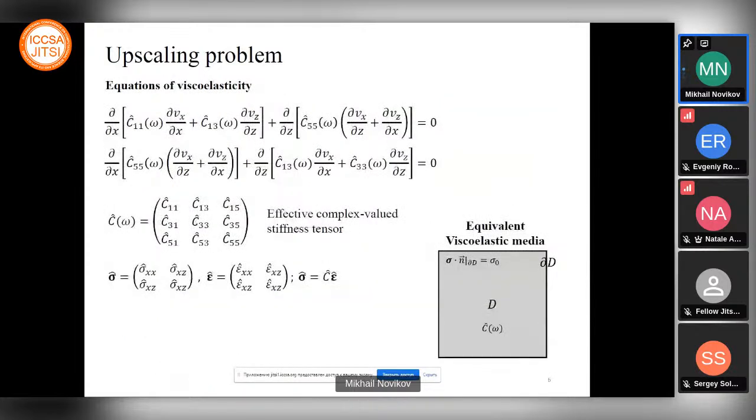On the other side, the unknown viscoelastic medium is described by the equations of viscoelasticity, which is fully defined by the effective complex-valued stiffness tensor, which we need to find. And here is also a well-known relation between stresses and strains, as usual, Hooke's law with a complex-valued stiffness tensor.